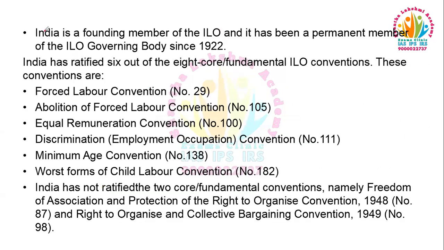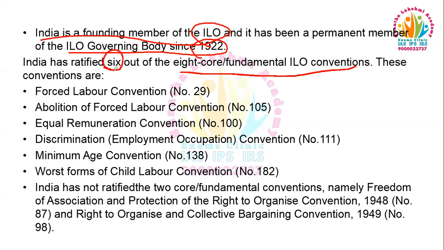India is a founding member of the International Labour Organization, and India has been a permanent member of the International Labour Organization governing body since 1922. India has not ratified all 8 ILO conventions. It has ratified only 6 of them. So India has ratified 6 out of the 8 fundamental International Labour Organization conventions.